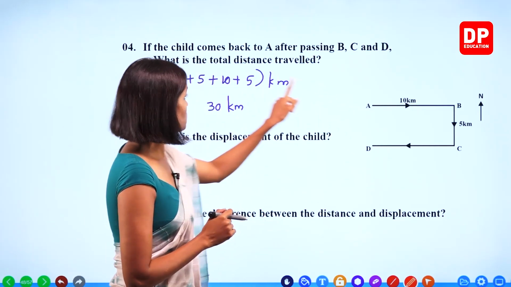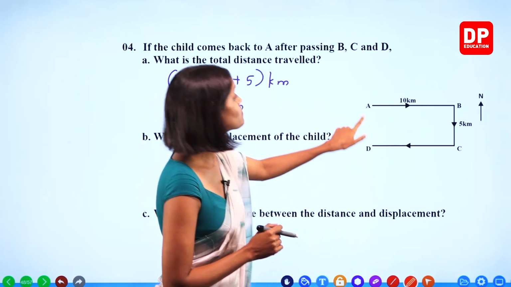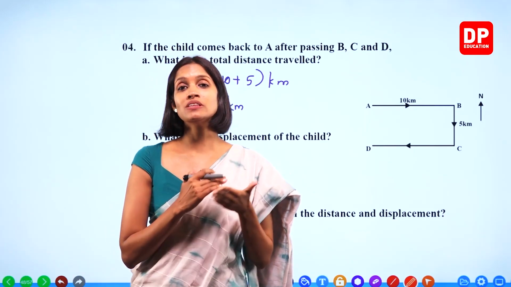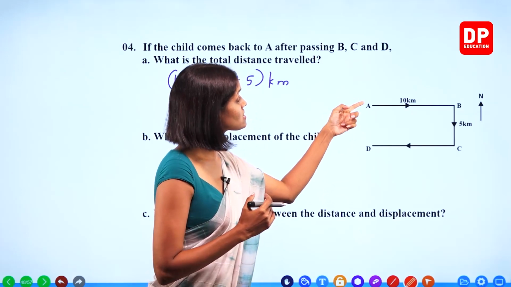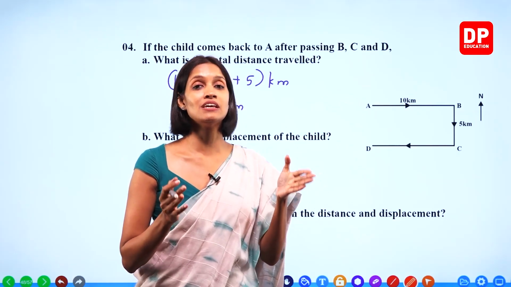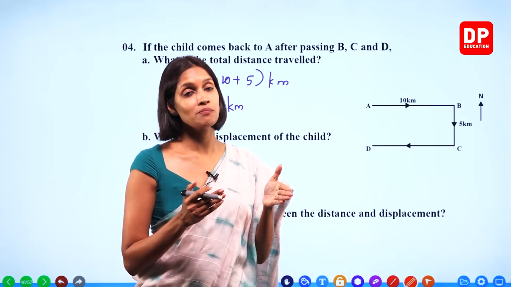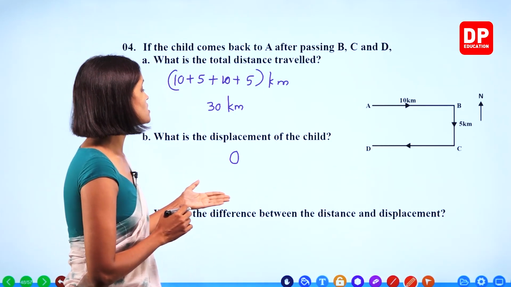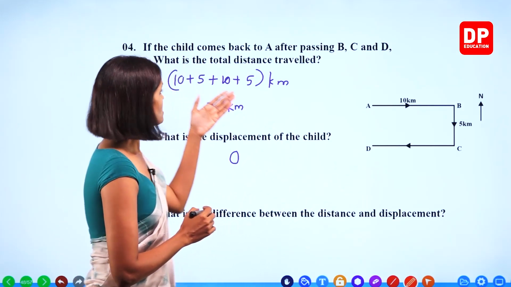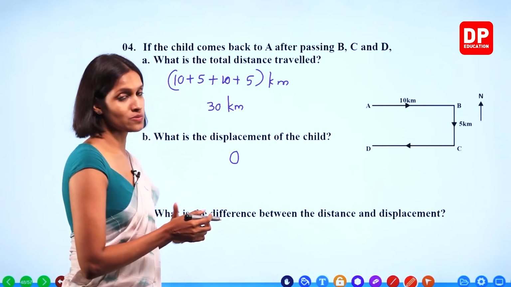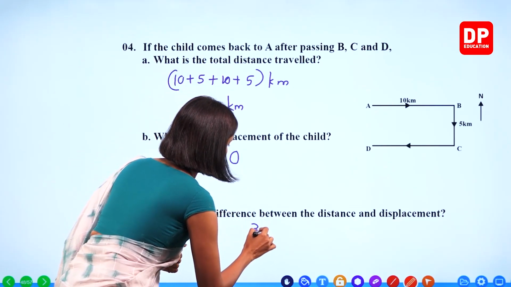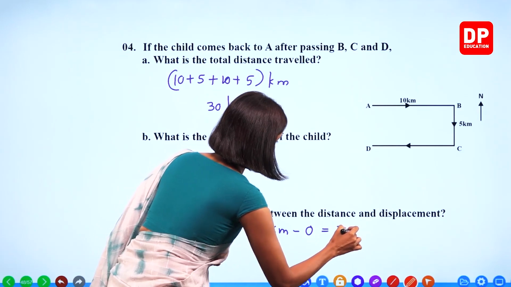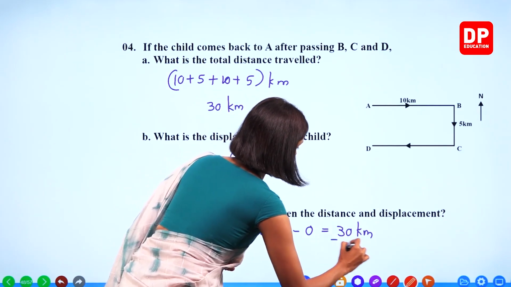Right, children? What is the displacement of the child? If he goes to B, C, D and comes back to A. So displacement means the linear length between the start and the end. If he comes back to his starting point, which means there's no linear length between start and the end. That's the same place, which means displacement is 0. What is the difference between the distance and displacement? Distance is 30 kilometers, displacement is 0. What is the difference? 30 kilometers minus 0 means 30 kilometers.